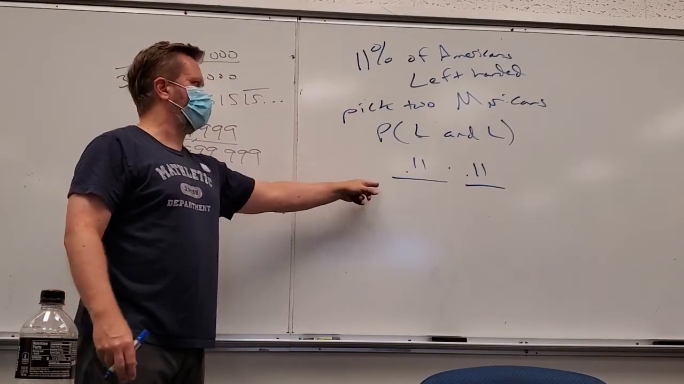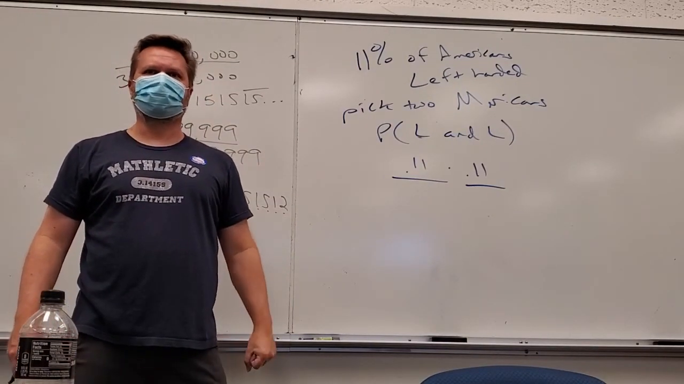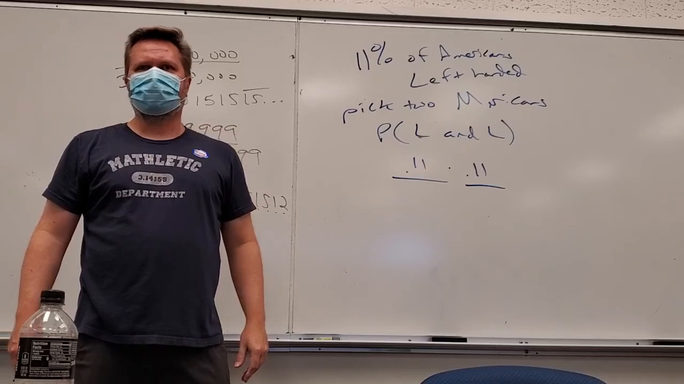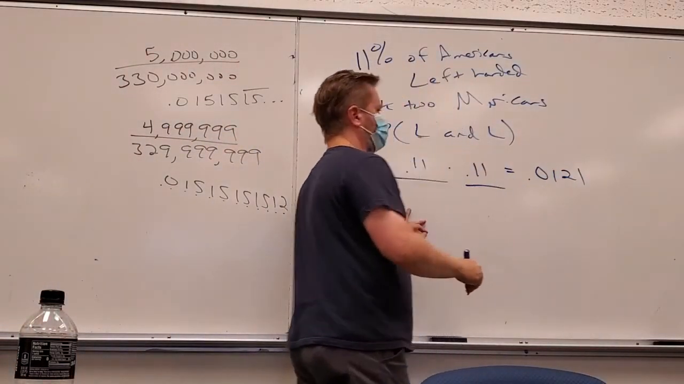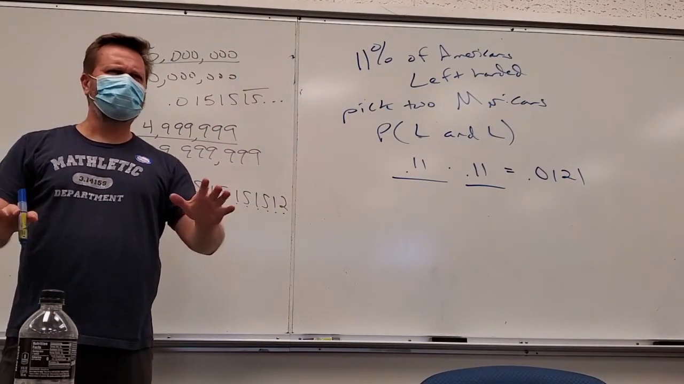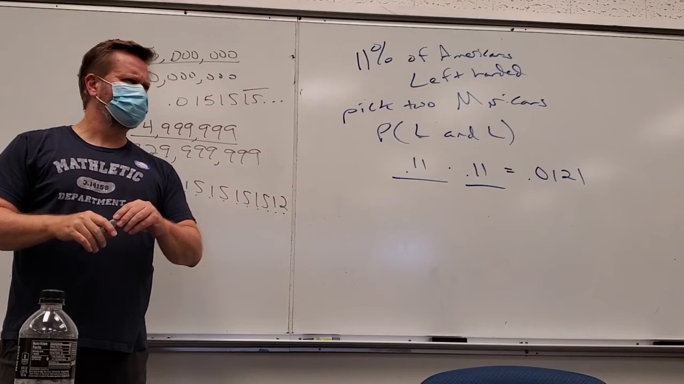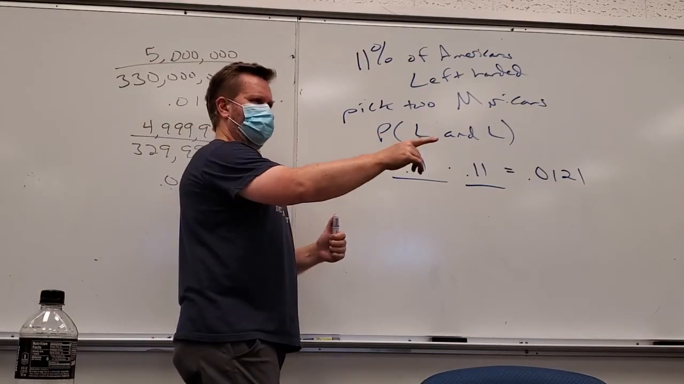So what is 0.11 times 0.11? 0.0121. Okay. I cheat, because I know what 11 times 11 is. It's easy. You can only do that when the population is big enough that it really doesn't matter.